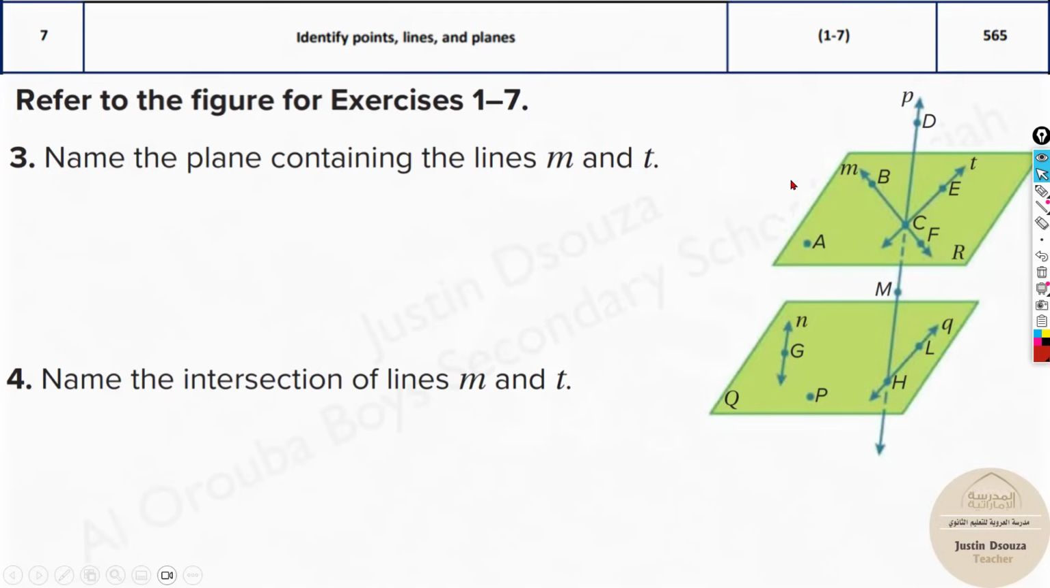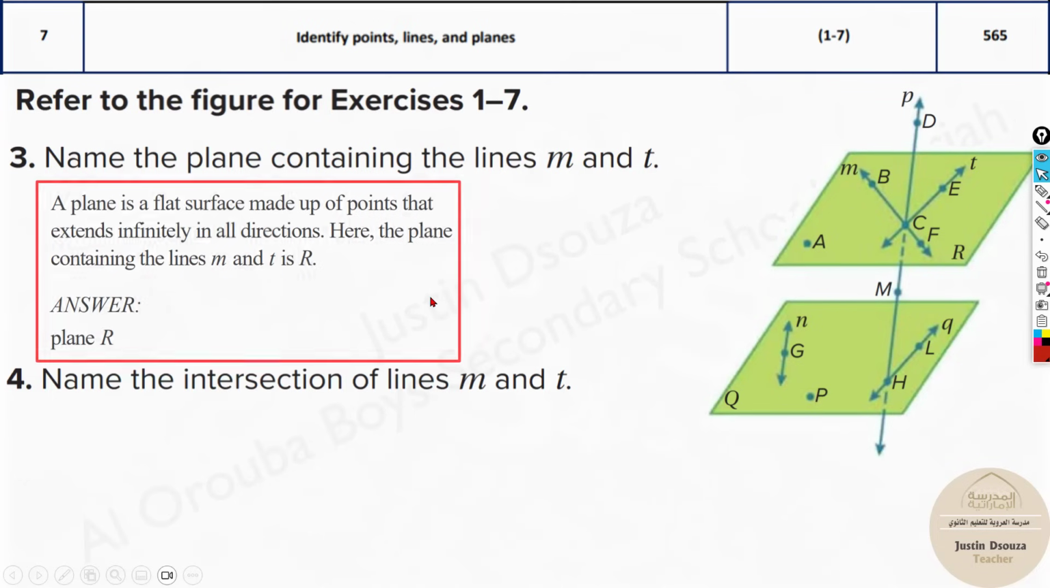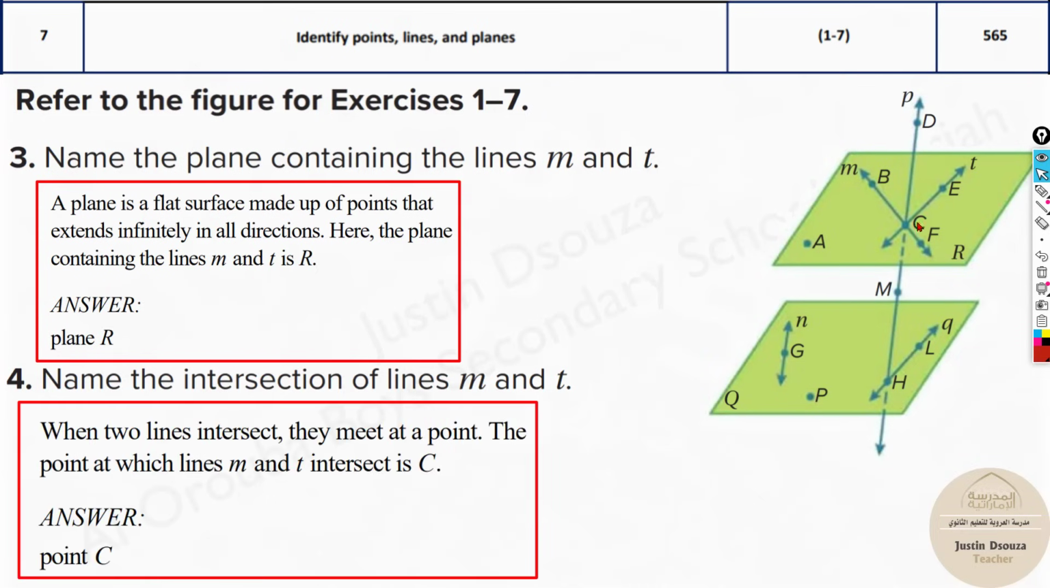And name the plane containing the lines M and T. So over here you can see this is M and this is T. The plane is plane R over here. And name the intersection of lines M and T. Where do these two lines intersect? At the point C. So that is the answer. And these two are in plane R.